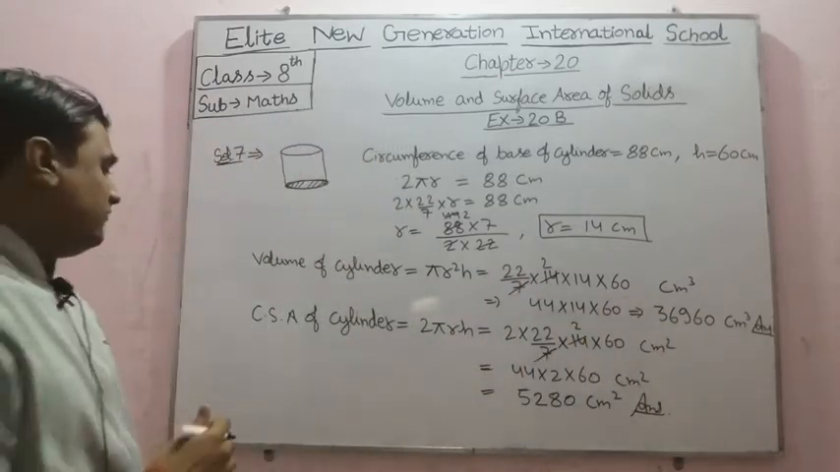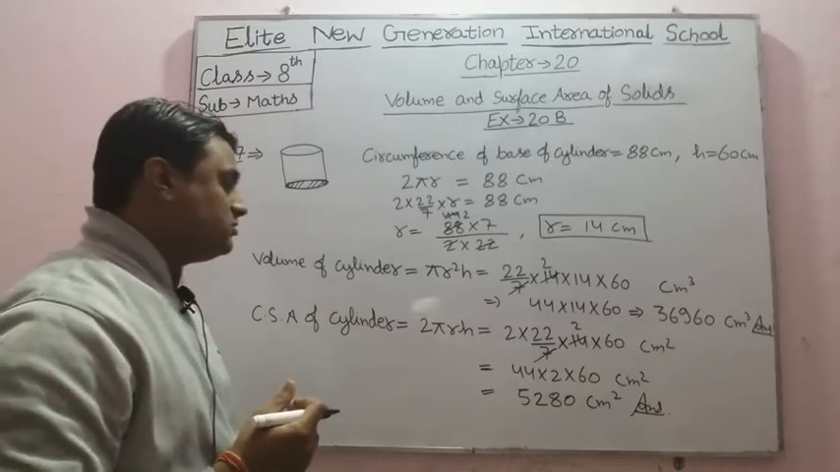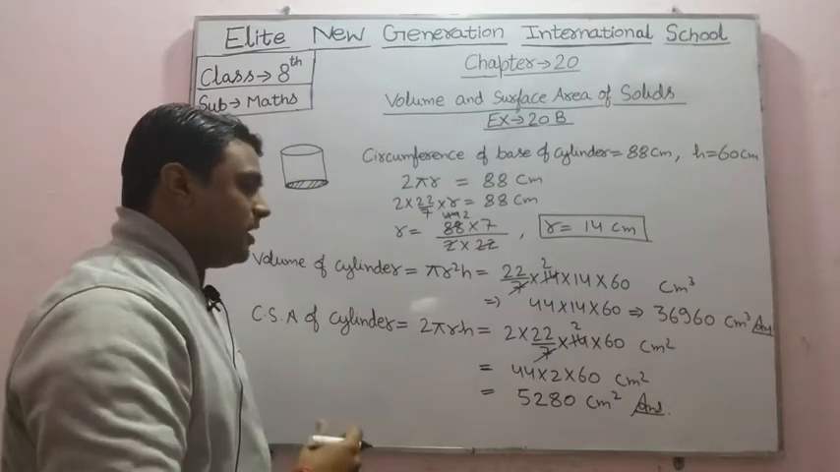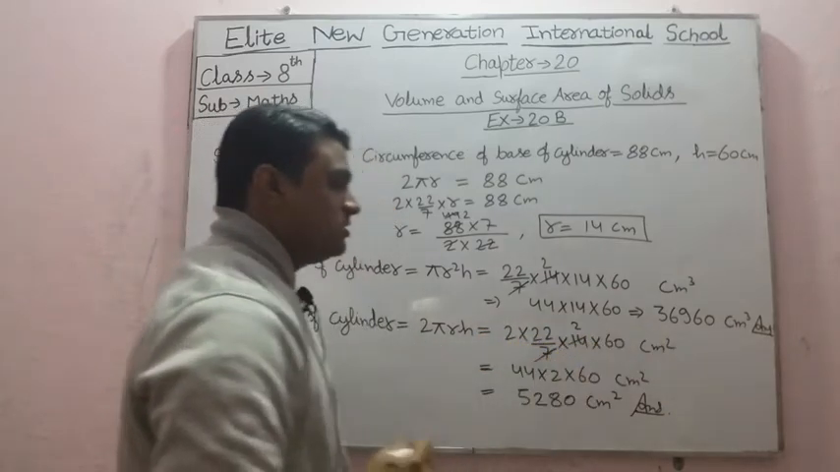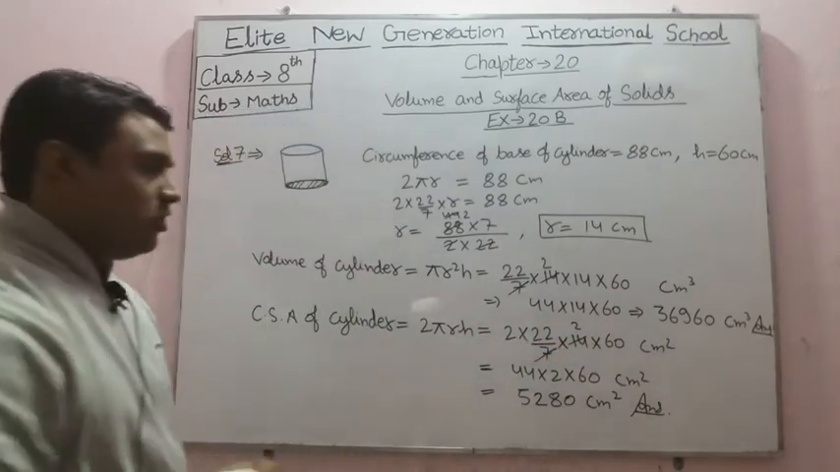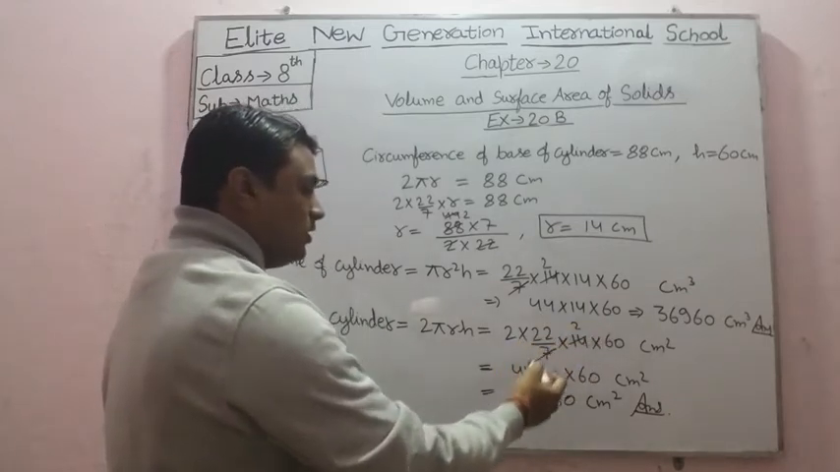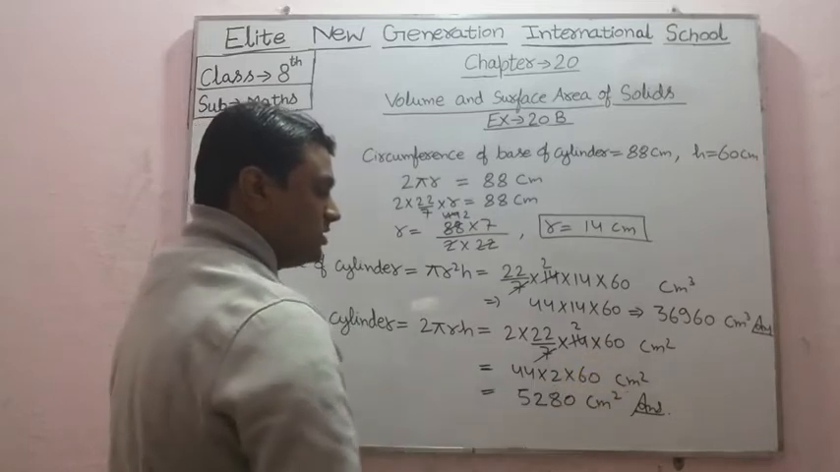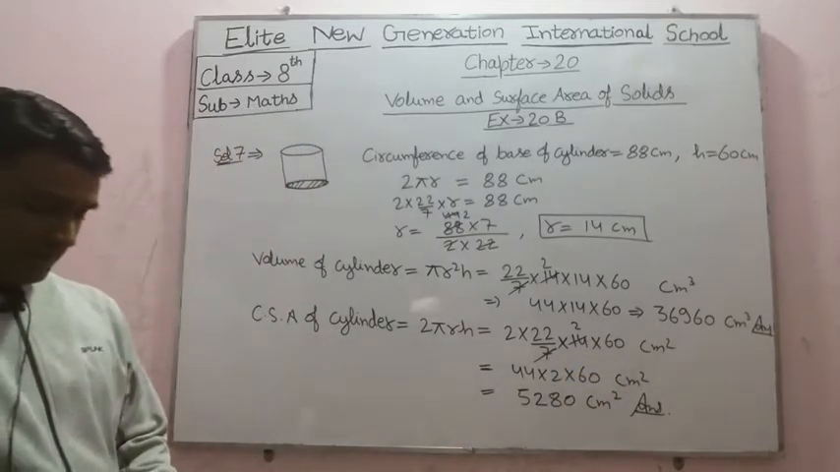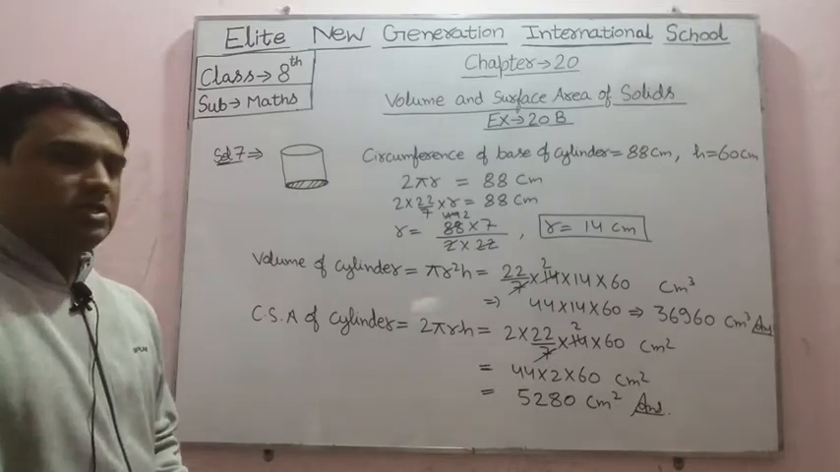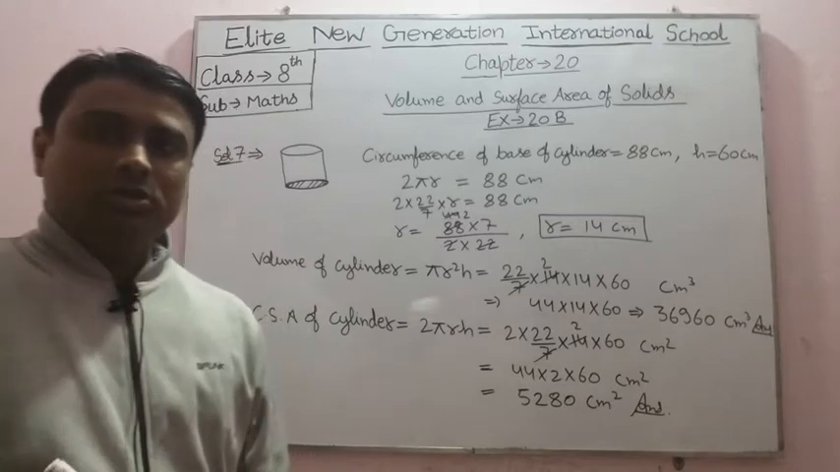Now after this we have to find the curved surface area of the cylinder. So curved surface area of cylinder is equal to 2 pi rh. Now 2 into 22 upon 7 into 14 into 60 centimeter square. By solving, this 14 will be cancelled by this 7 two times. So 2 into 22 will be 44 into 2 into 60. It will be equal to 5280 centimeter square. So this is the curved surface area of the cylinder. So in this way we can do this question.